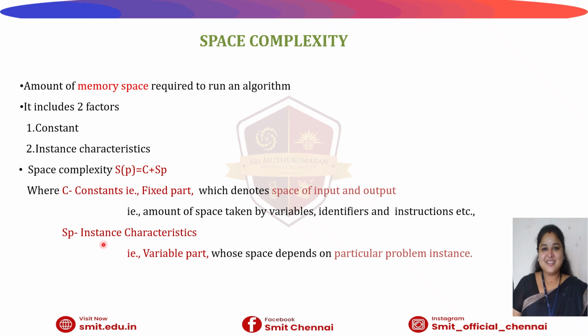Next one is SP. SP is nothing but instance characteristics. In loops and all, we will keep on changing the values, depending upon the value of some particular variable. You can see in the example so that you can get clarity. So this is the formula for space complexity: S of P is equal to C plus SP.